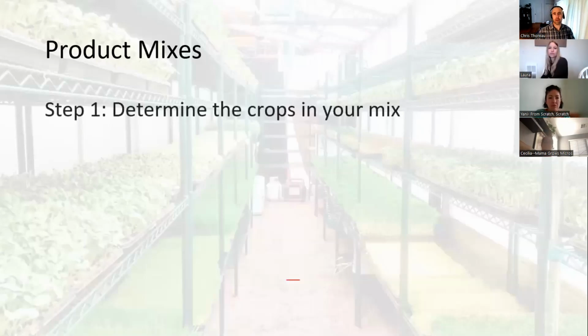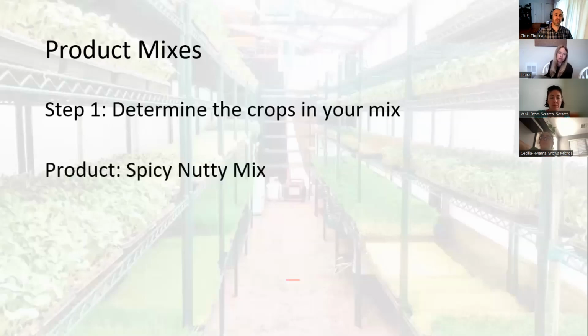So our first step in creating a product mix is determining the crops in your mix. We're going to work with this theoretical product called the spicy nutty mix. There are 3 crops in this product. Anybody want to guess the 3 crops that go into our spicy nutty mix? I expect only right answers here.